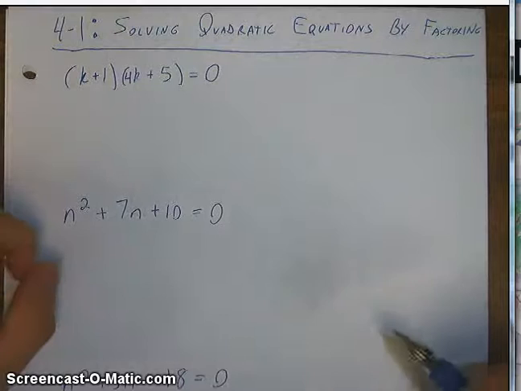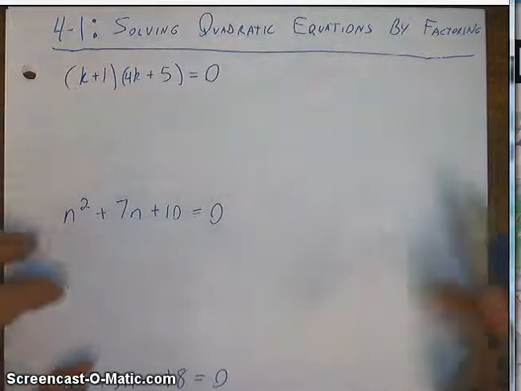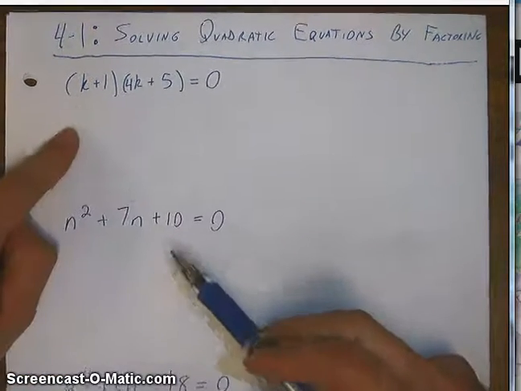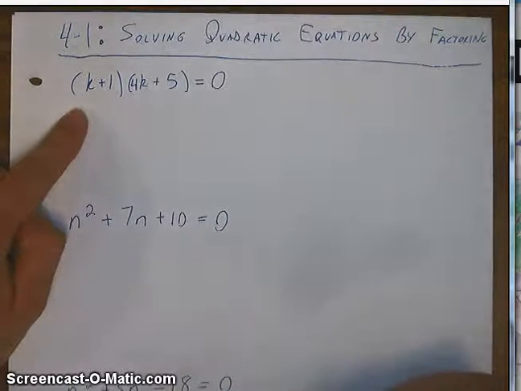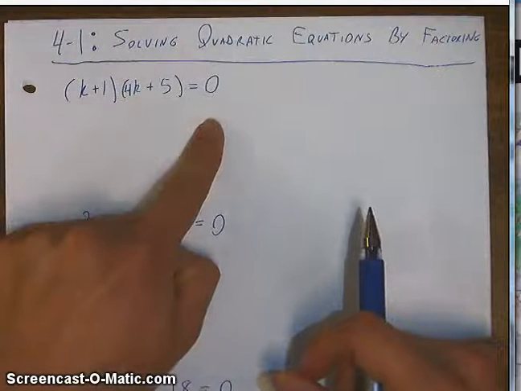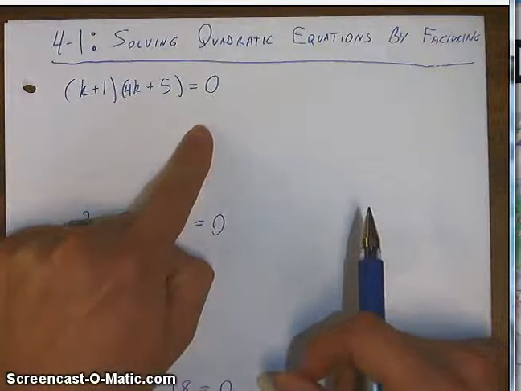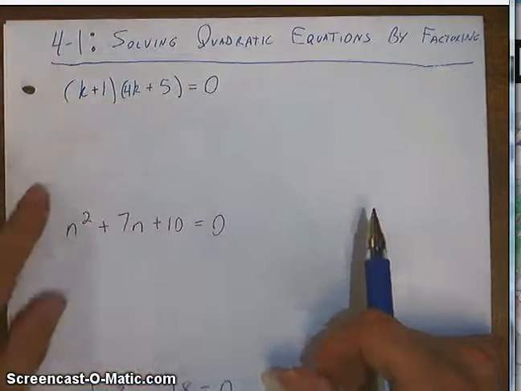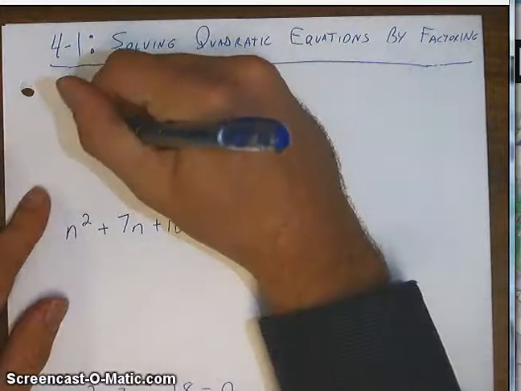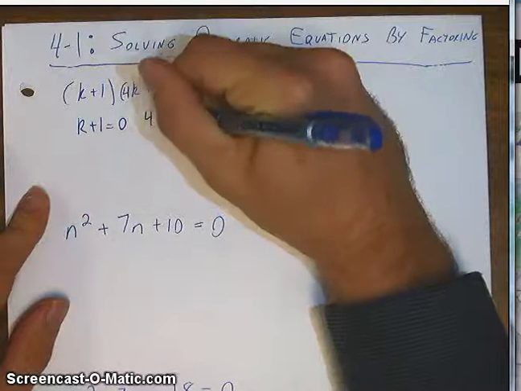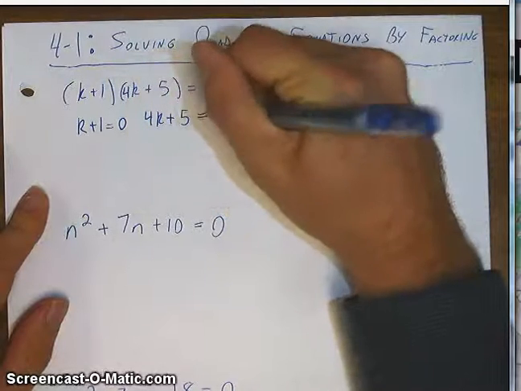And if you don't remember what factoring is, it's simply taking a quadratic equation that looks like this and writing it in terms of its factors, which looks like this. The reason we're going to do that is because once you have factored the quadratic and set it equal to 0, then you can simply take the two factors and set them individually equal to 0. For instance, here we could take this k plus 1, set it equal to 0, and the 4k plus 5 and set it equal to 0.